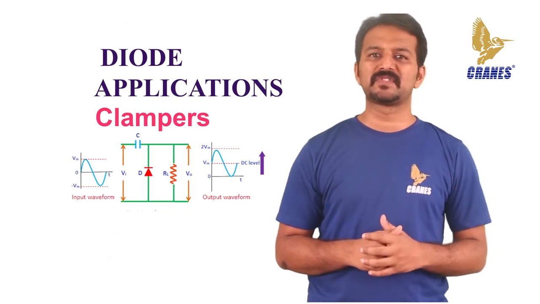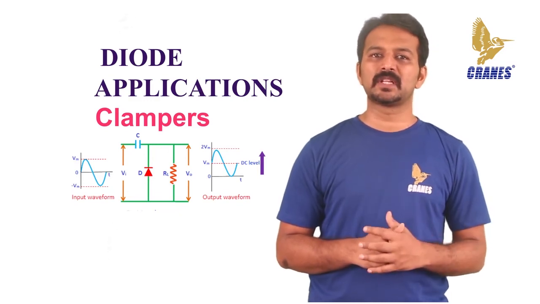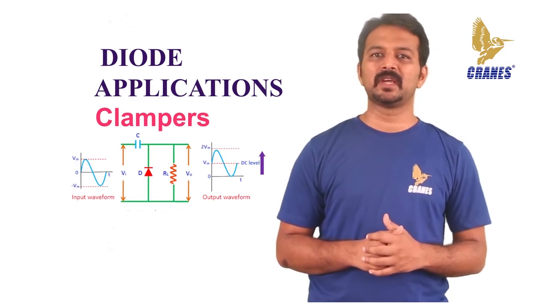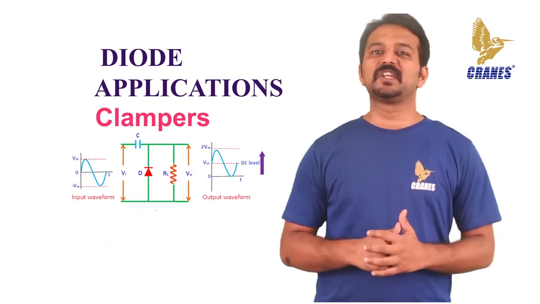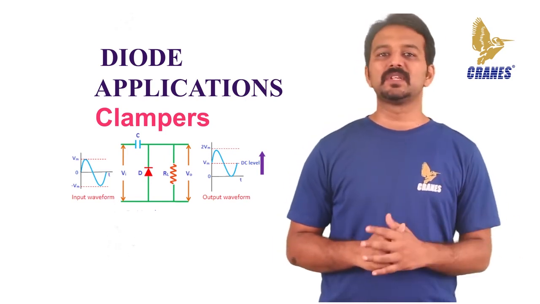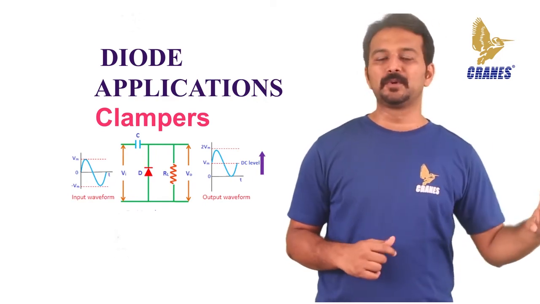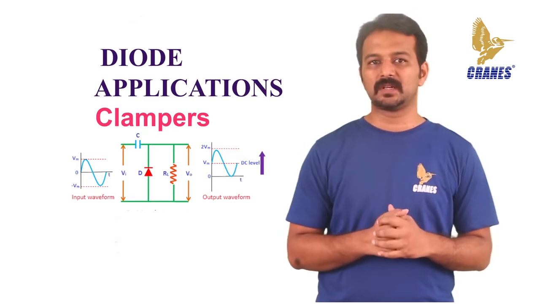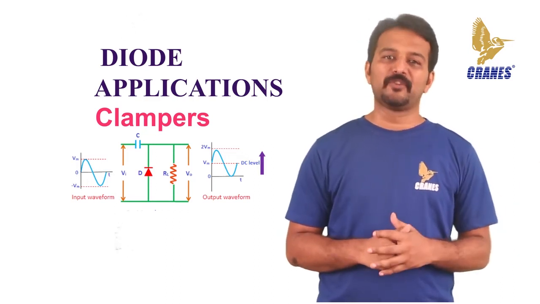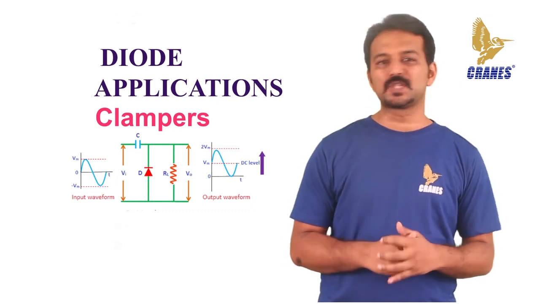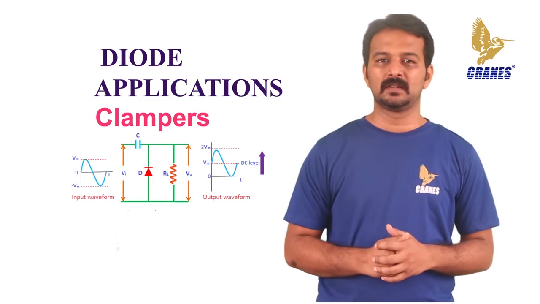During the positive half cycle of the input, the diode is reverse biased. So the output voltage is equal to the sum of the input voltage and the capacitor voltage. During the negative half cycle of the input, the diode is forward biased and behaves as a closed switch. So the capacitor charges to the peak value of the input signal.